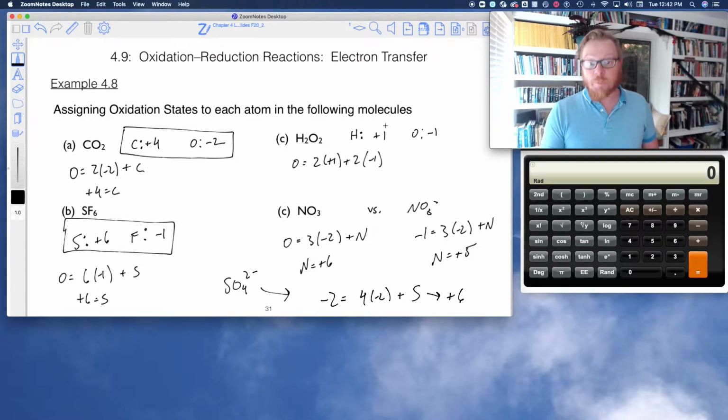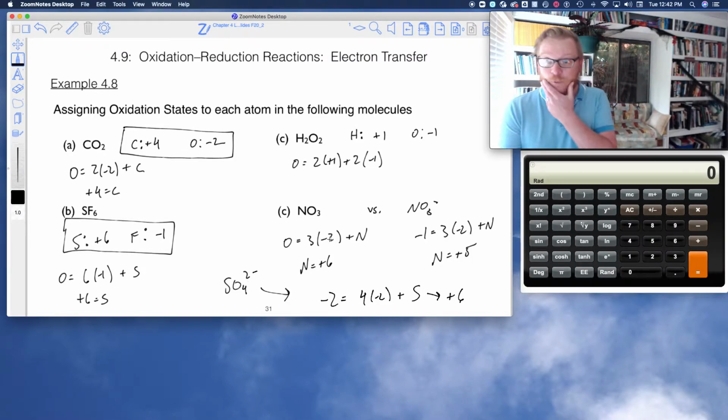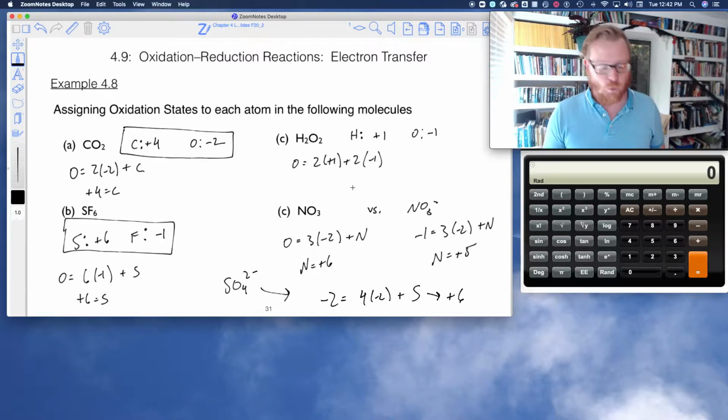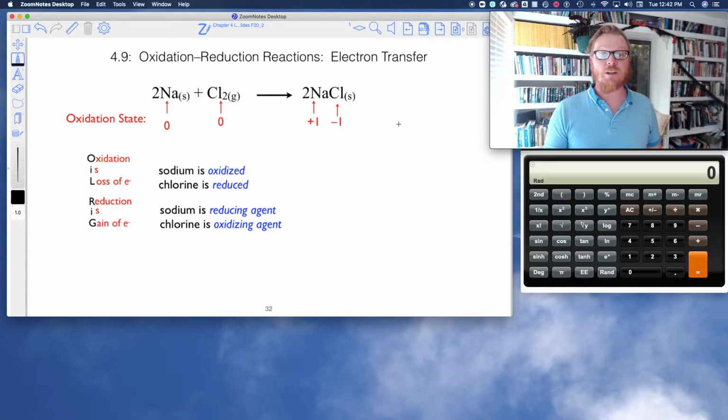All right. So be able to come up with oxidation states for any compound. You might need a lot of practice doing that. I expect you will, just like everything. Okay? But I'm going to move forward and talk about how we use these oxidation states to do chemistry.